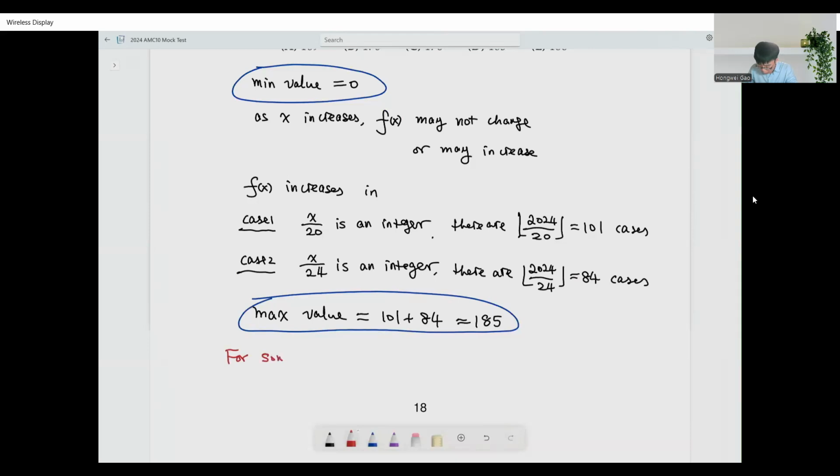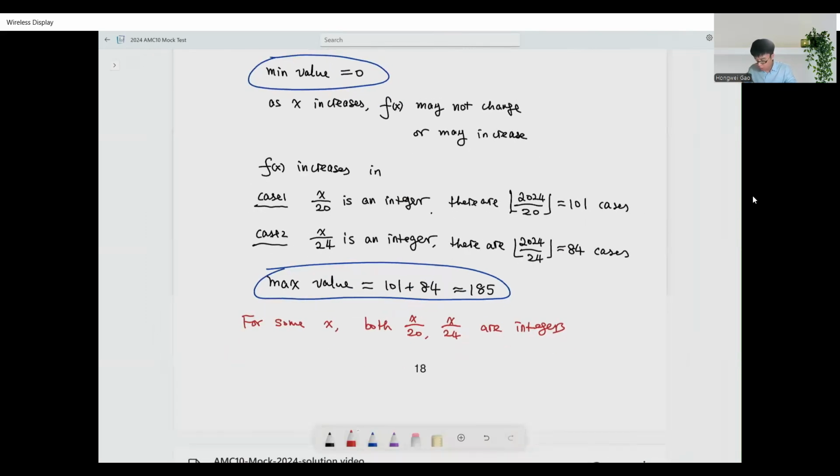For some x, both x over 20 and x over 24 are integers. Let's count how many such cases. If x is a multiple of 20 and 24, it must be a multiple of their LCM, least common multiple. The least common multiple of 20 and 24 equals 120.